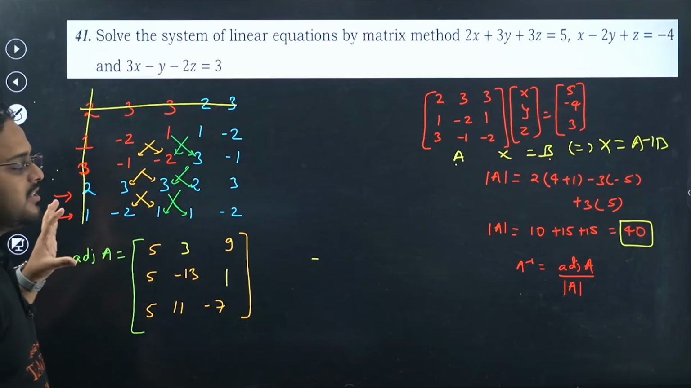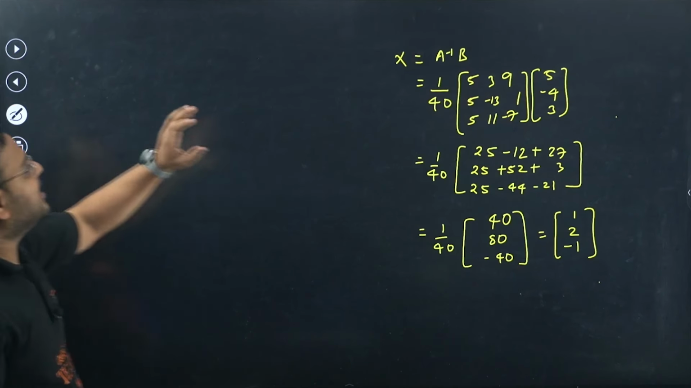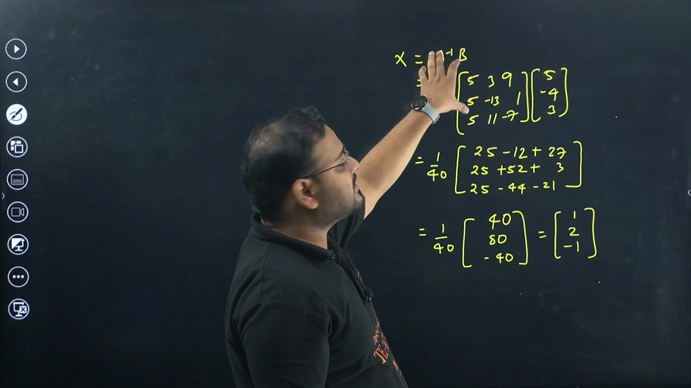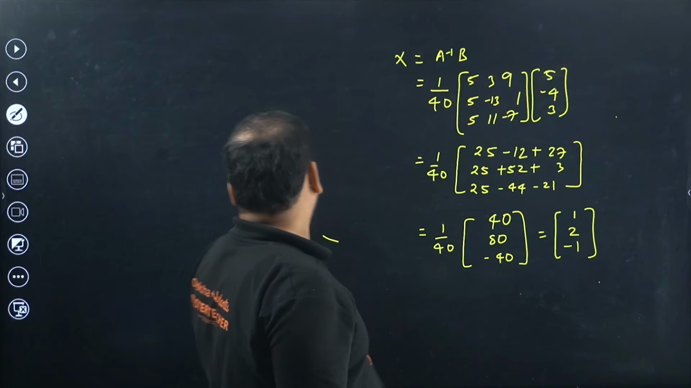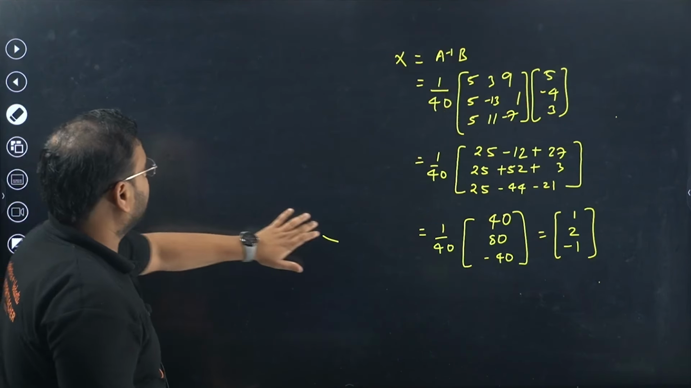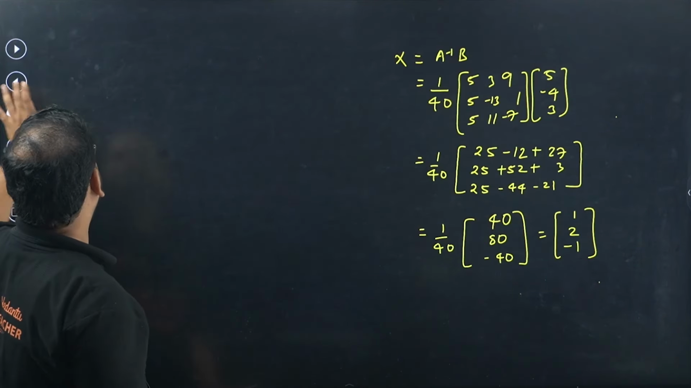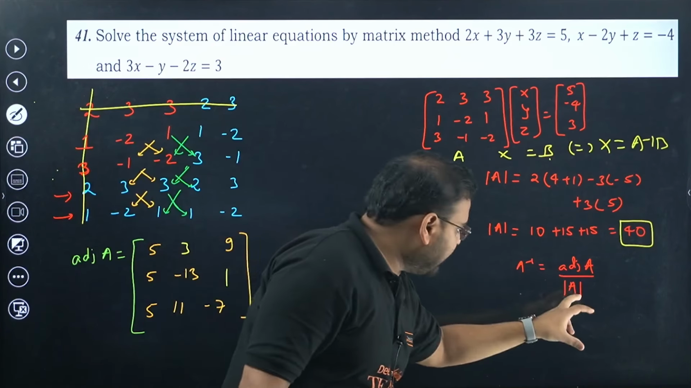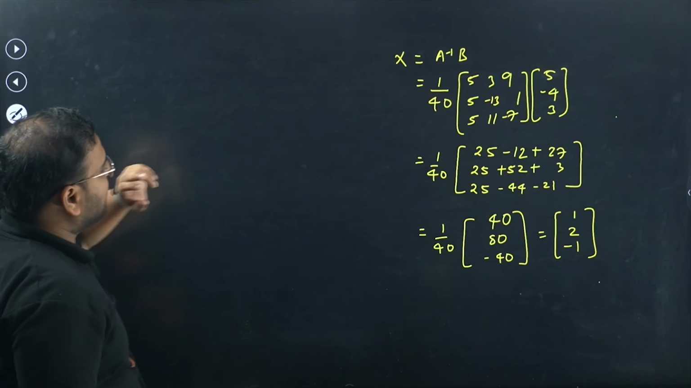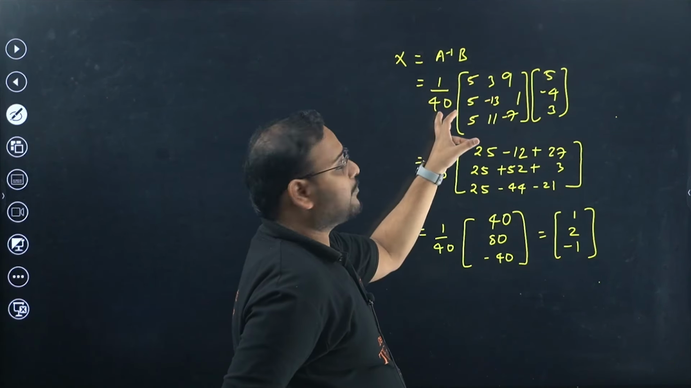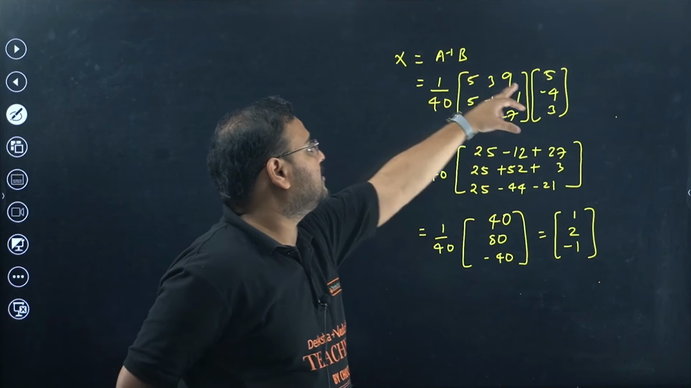This much is clear. Now this is the value of my adjoint. I wrote the adjoint over here. Inverse is given by adjoint by determinant. Adjoint is over here, divided by determinant value 40. Now multiply this with the matrix B.